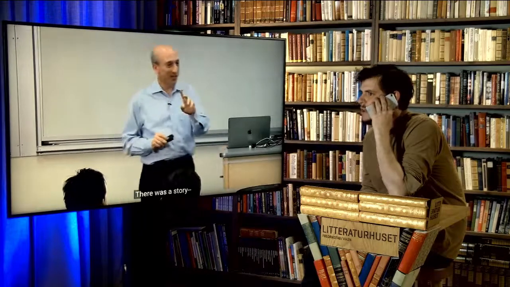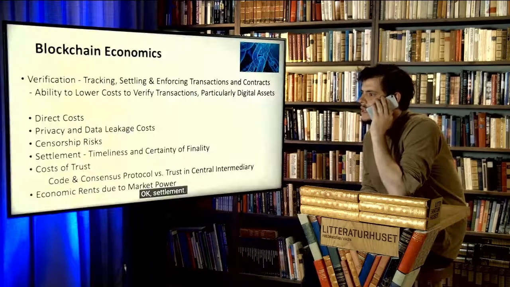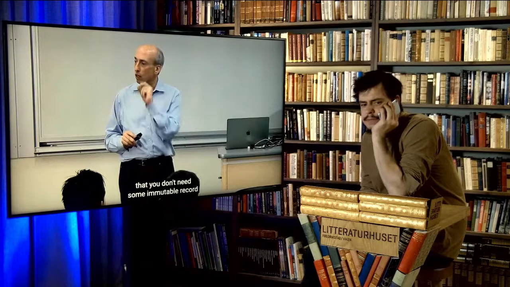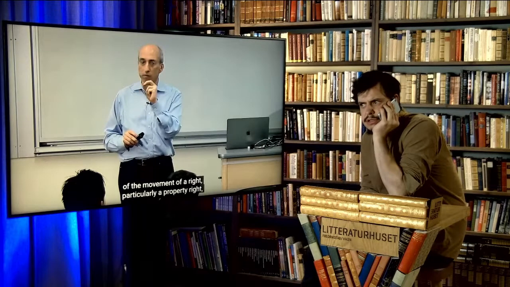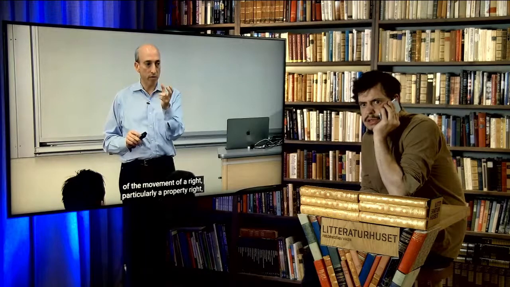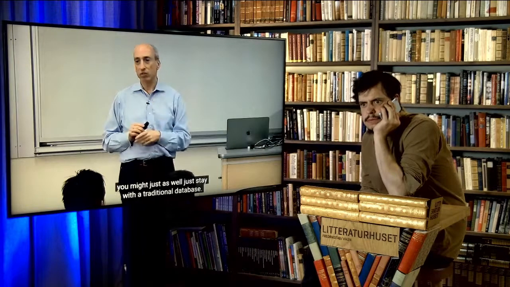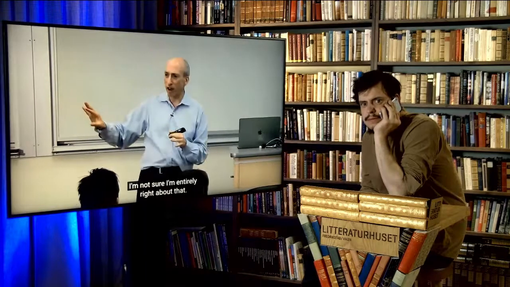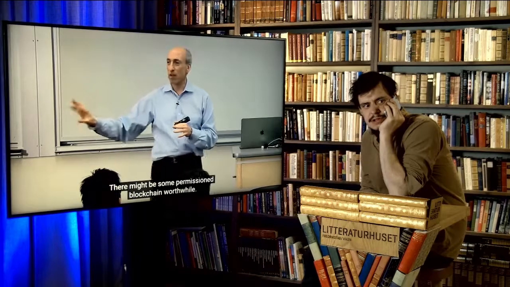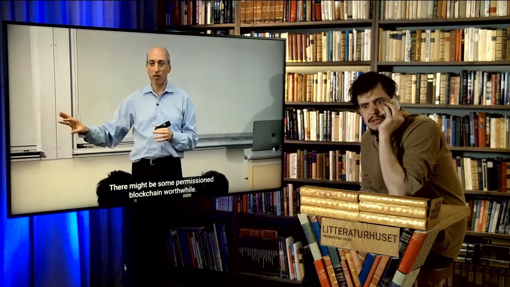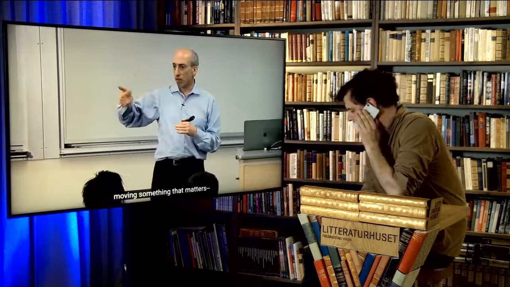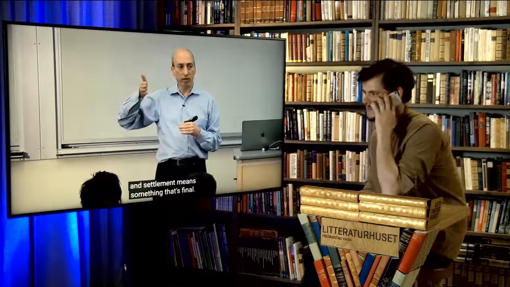There was a story. No. Okay. Settlement. We've talked about this. I think if you don't have some economics around settlement, if you don't need some immutable record of the movement of a right, particularly a property right, you might just as well stay with a traditional database. I'm not sure I'm entirely right about that. There might be some permissioned blockchain worthwhile, but I'm of the view that if you're not moving something that matters, and settlement means something that's final.